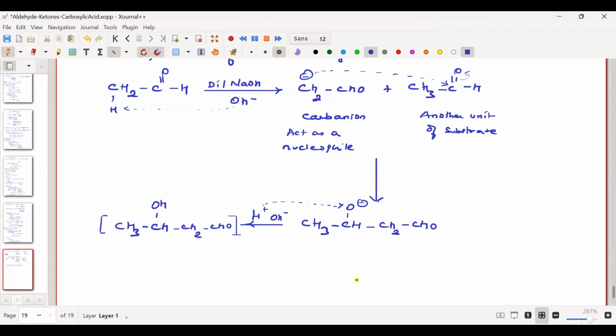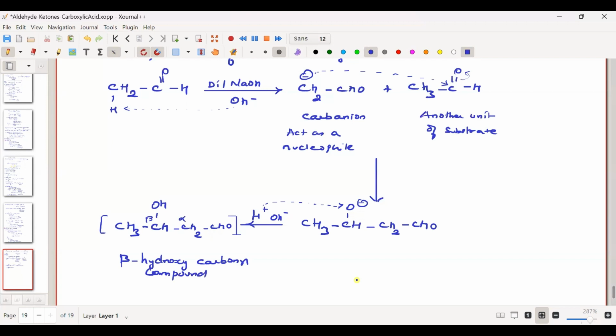Does this have a CHO or an OH? It has two functional groups, aldehyde and alcohol. Which has more precedence, aldehyde or alcohol? Aldehyde. So CHO is the main functional group. Then this carbon is the alpha carbon and this carbon is the beta carbon. So we call this a beta hydroxy carbonyl compound.